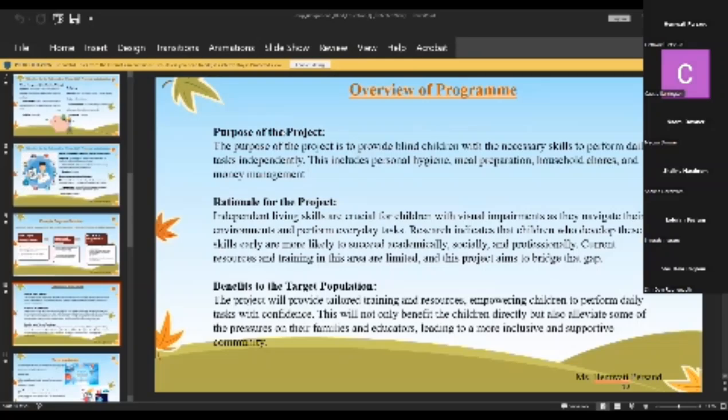The benefits to the target population. The project will provide tailored training and resources, empowering children to perform daily tasks with confidence. This does not only benefit the children directly, but also alleviates some of the pressures on their families and educators, leading to a more inclusive and supportive community.